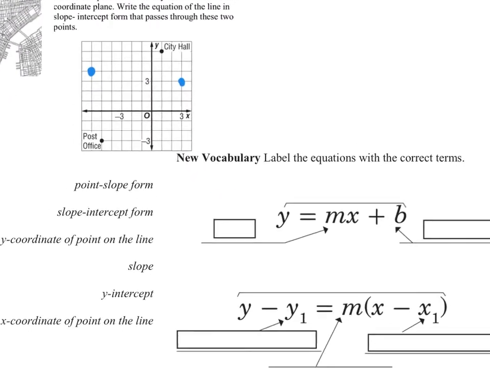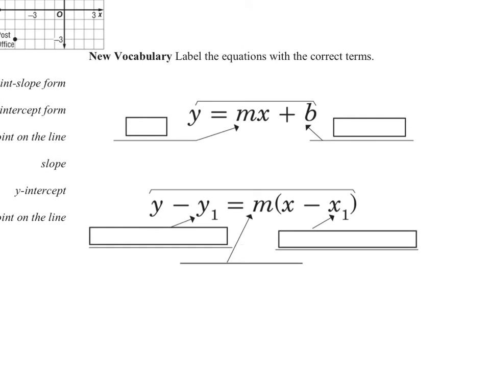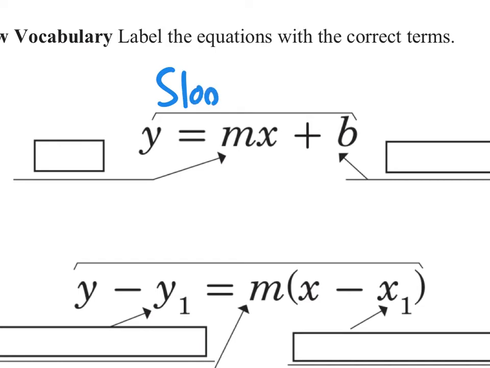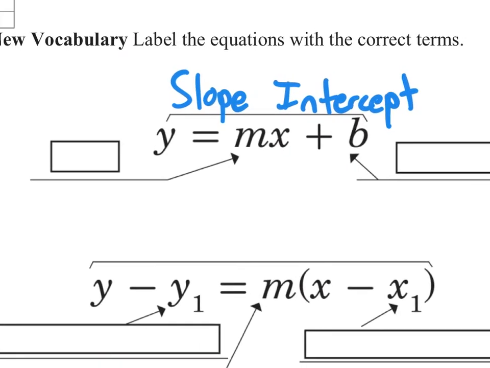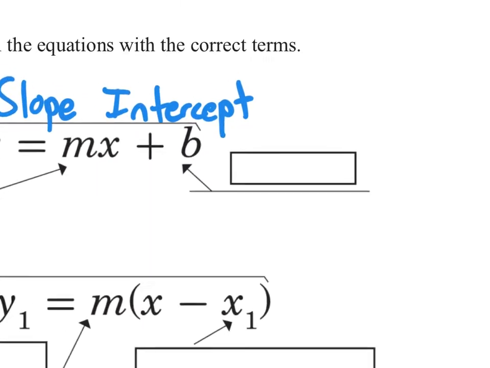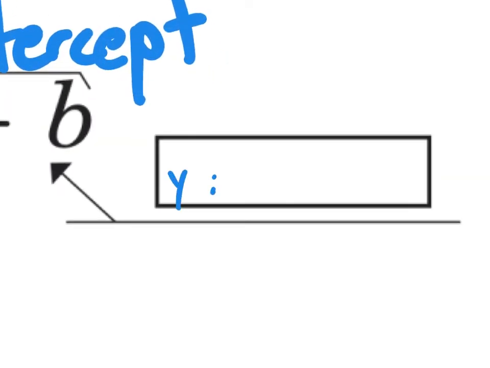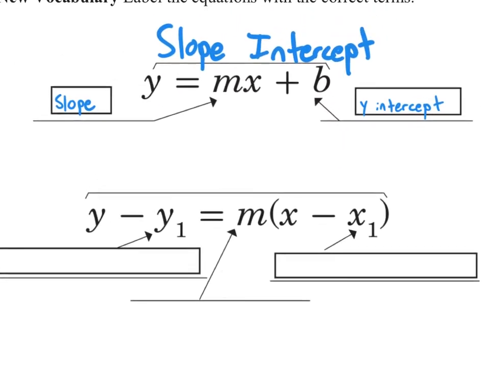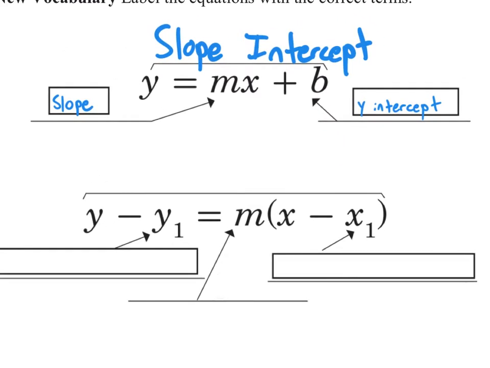So here's some of our definitions. This equation right here, y equals mx plus b, is called slope-intercept. And that's because the two values that it talks about is the m value, slope, and the b value, which is specifically the y-intercept. We will certainly use slope-intercept form to help us write equations.